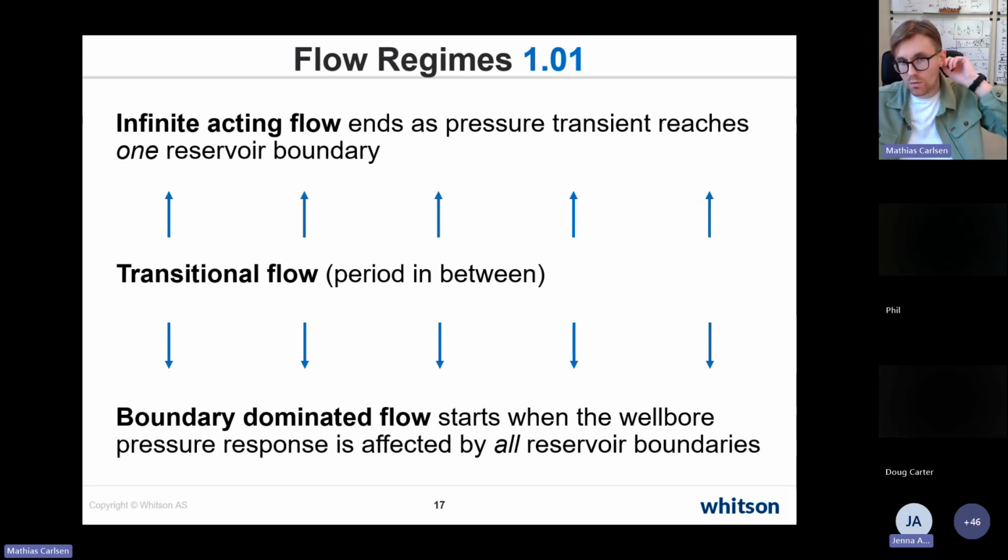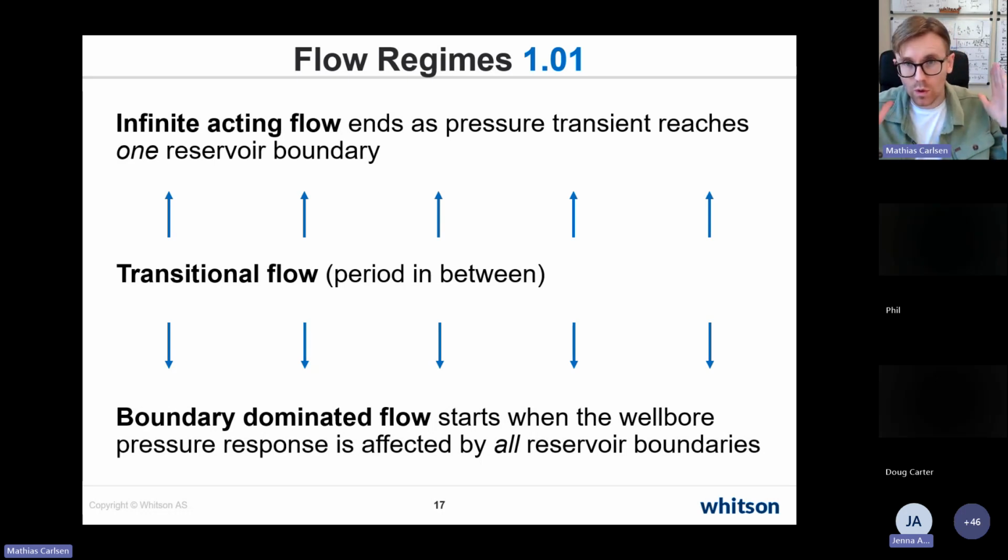So that's the first thing you need to do. You need to define, okay, is my well in infinite acting, boundary dominated, or transitional flow? And you also need the tools to be able to look at wells and say, this is infinite acting flow, boundary dominated flow, or something in between, which is transitional flow. And that is something we'll teach you later today. What are the diagnostic plots? What are the tools you'll need to be able to make this assessment?